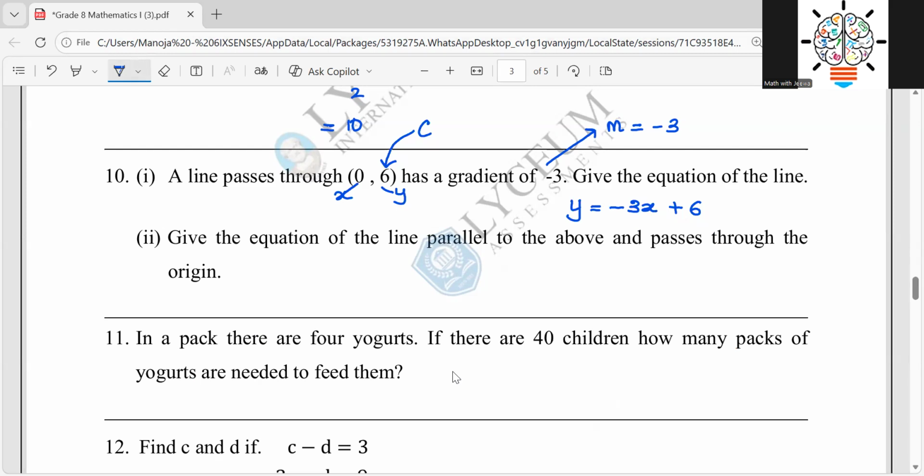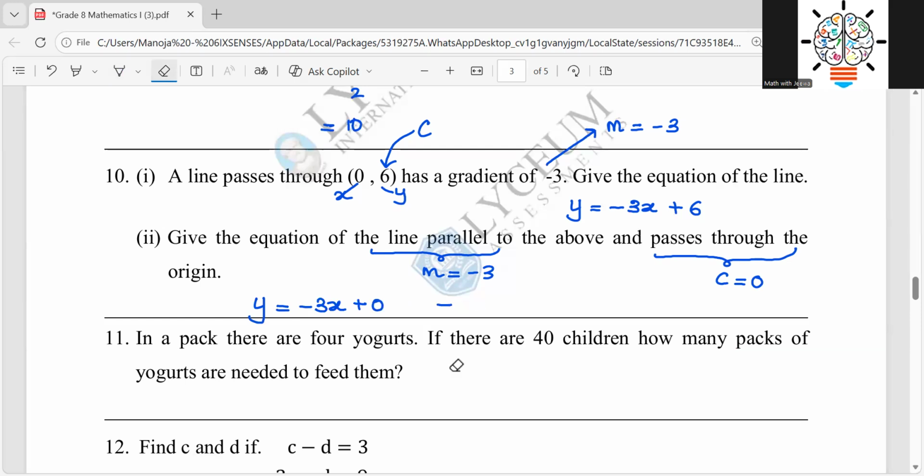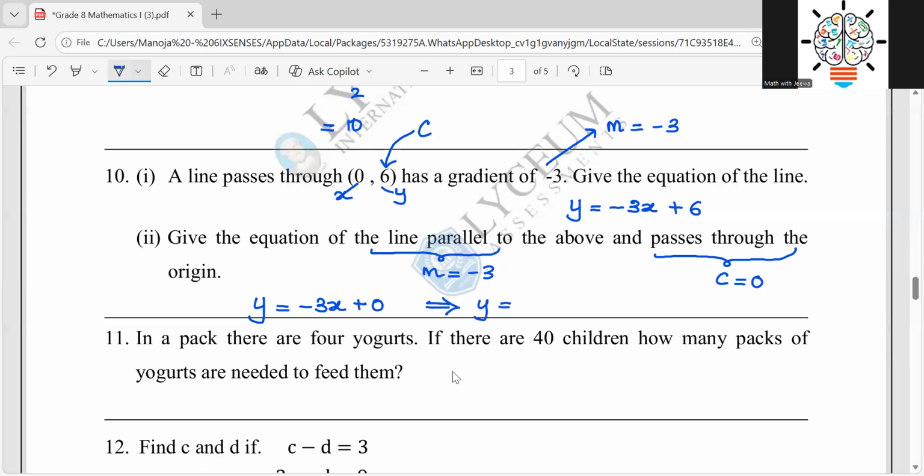And give the equation of the line parallel to the above and passes through the origin. If something passes through the origin, c value should be 0, no children, right? And if something is parallel to the above line, there should be the same gradient, no? So that means -3. So then the new line will be y equal to -3x plus 0, and you conclude it as -3x, right? Or else you can rewrite this, y equal to -3x.